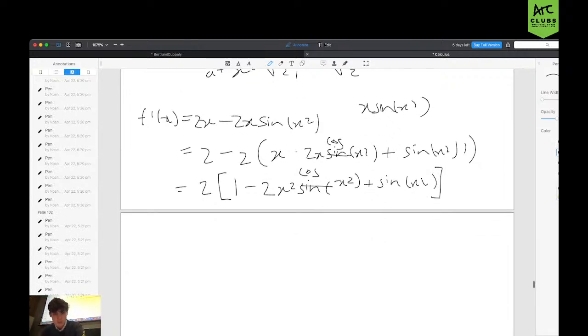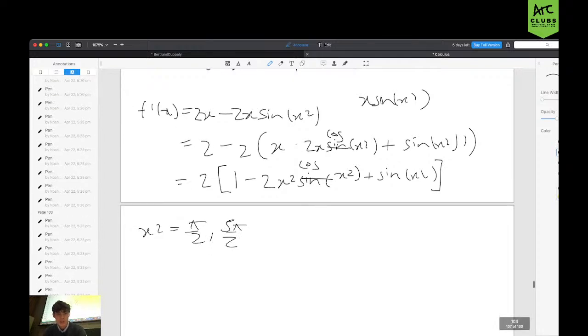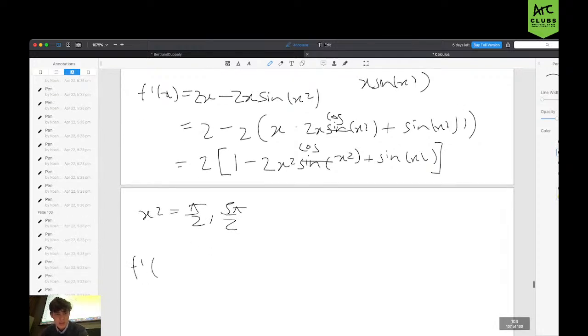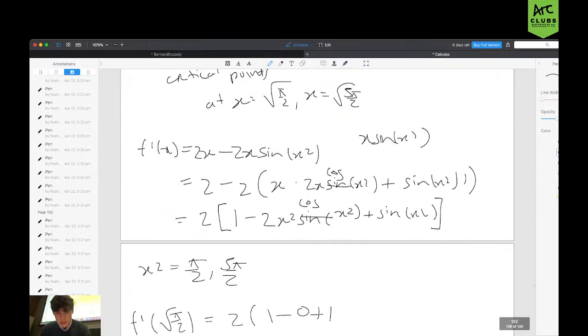So now we can put in our points. So we know that x squared equals pi on 2 and 5 pi on 2. All right, so if we plug that in, what we get is f double dash of the square root of pi on 2 is equal to 2 times 1 minus, okay, we know that cos of pi on 2 equals 0. We also know that sine of pi on 2 is equal to 1. Okay, actually, let me just check this quickly.